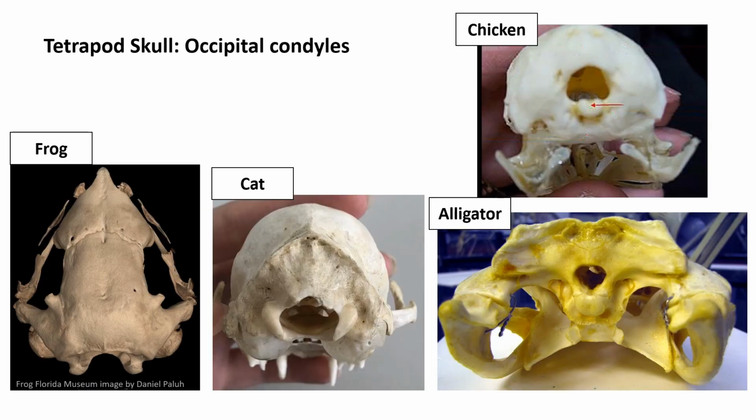So these are some of the backsides of tetrapod skulls, showing the difference in the occipital condyles. The occipital condyles are projections of the occipital bone, like this, for the articulation of the first cervical vertebra. In amphibians and mammals, there are two occipital condyles on either side of the foramen magnum. The mammalian condyles fit with the superior articular facet of the atlas, forming a condyloid joint. In reptilia, including the avian descendants, there is only one occipital condyle.